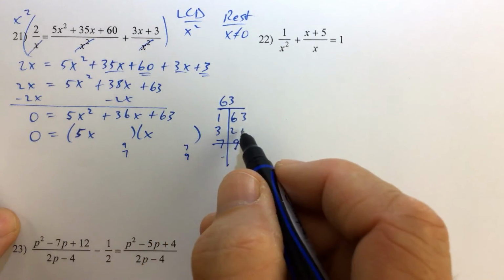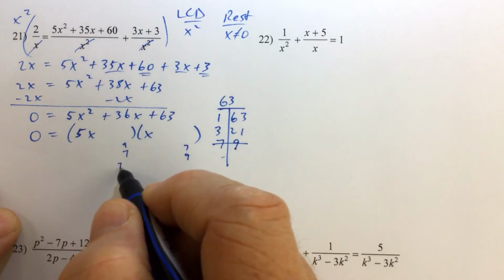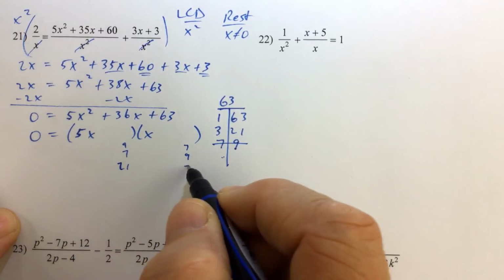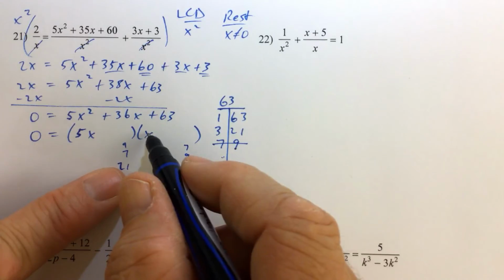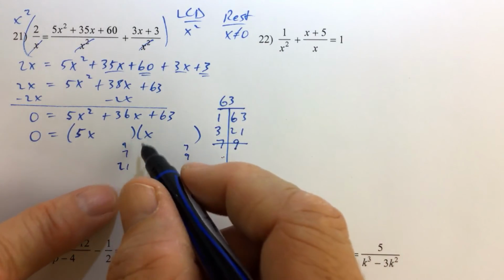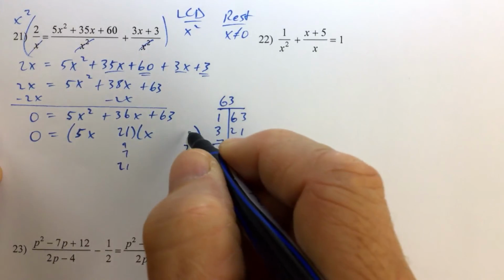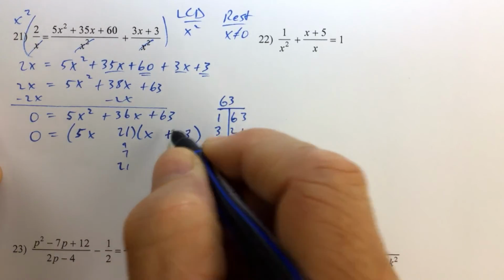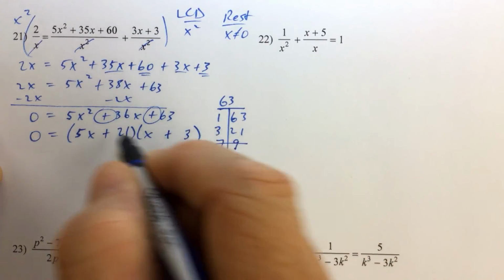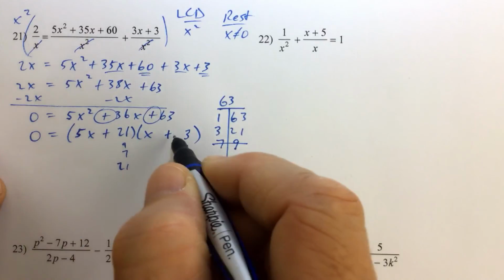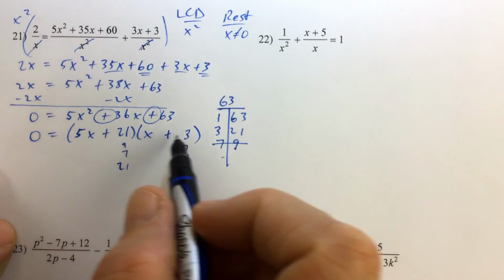So if I try a 21 and a 3, I can't put a 21 there because 5 times 21 is going to be way too high. So if I put a 21 there and a 3 here, then I get 5 times 3 is 15, and I get 21 times x is 21 times 1 is 21. 15 and 21 make 36. So I get 21 there and a 3 there, plus, since these two terms are both positive, the two signs in the parentheses have to both be positive. And so I have found both factors.